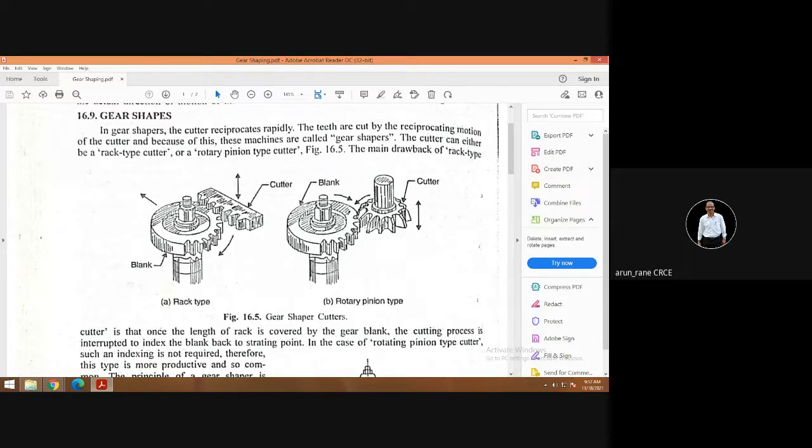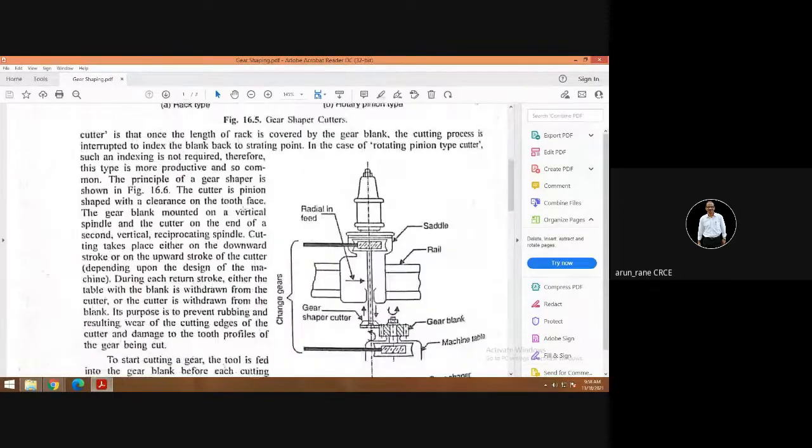It can also take a series of cuts, like say 0.5 mm, 1 mm. So first it goes 0.5, then it rotates all the way. The blank also rotates. Once the 0.5 cutting is done, then it goes another 0.5, then another 0.5. Like that, it finishes the entire depth of cut.